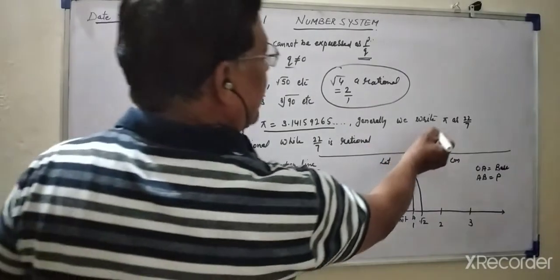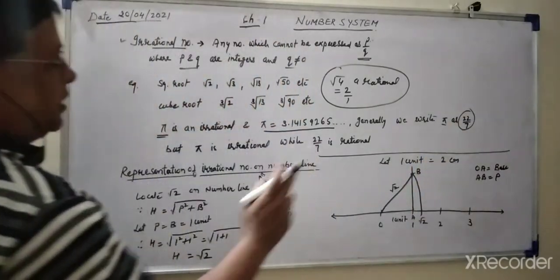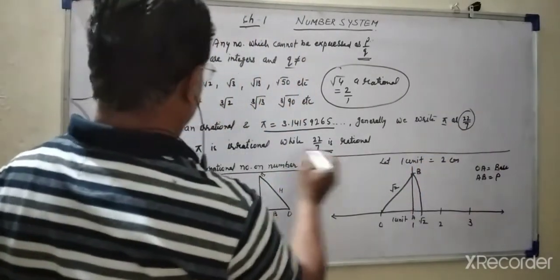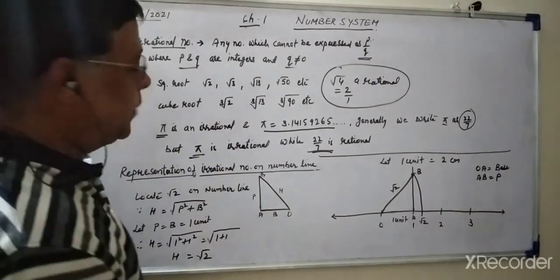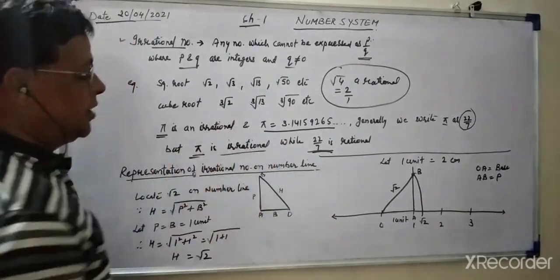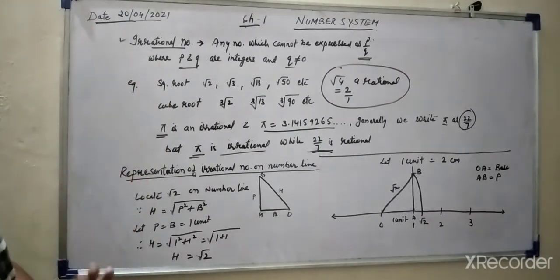Generally we write the value of pi as 22 by 7, because 22 by 7 is a rational number, but pi is not exactly equal to 22 by 7, so pi is an irrational number. This way we can have the idea about the irrational numbers. Again, an irrational number cannot be written in the p by q form, and these are the examples.